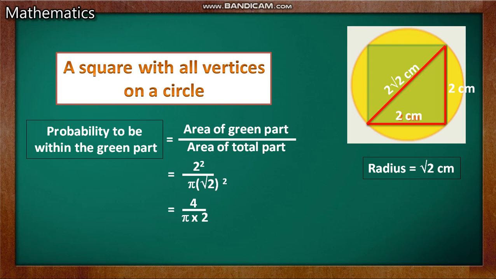Now let's reduce that 4 and 2. We can cut with 2. How many 2's are in 4? That is 2. Then pi you may write there. How many 2's are in 2? That is 1. So you may reduce that like this, 2 by pi. It is the final answer.